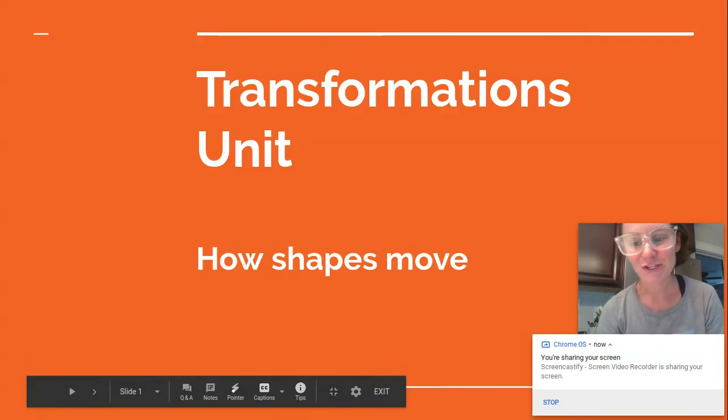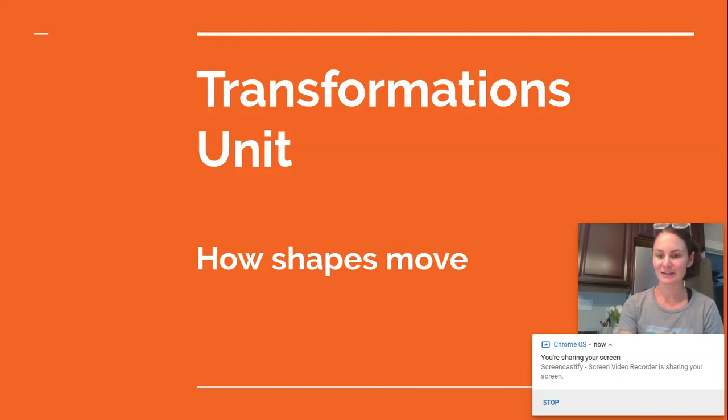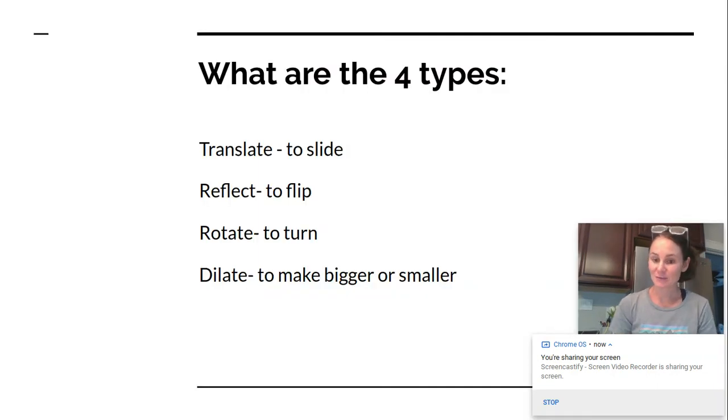Hi, everybody. We're getting ready to start our transformations unit, and this is how shapes move across the coordinate grid. When we are looking at transformations, there are four different ways we can move across our screen. We can translate, reflect, rotate, or dilate. We're actually just going to be looking at those first three.